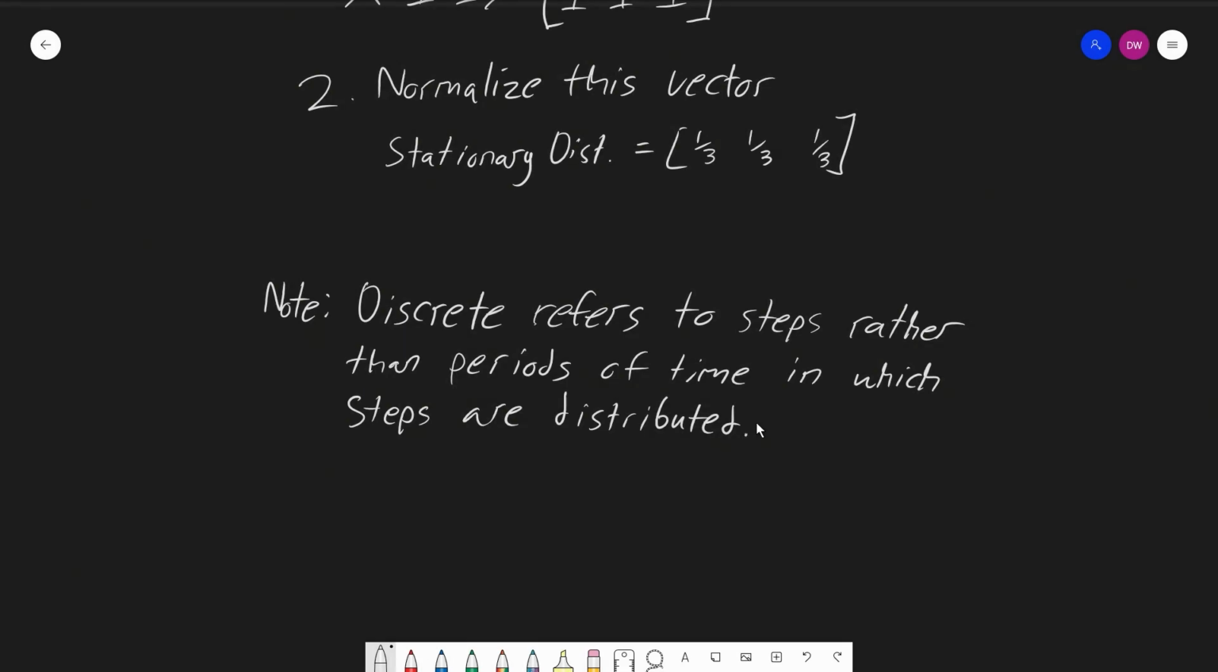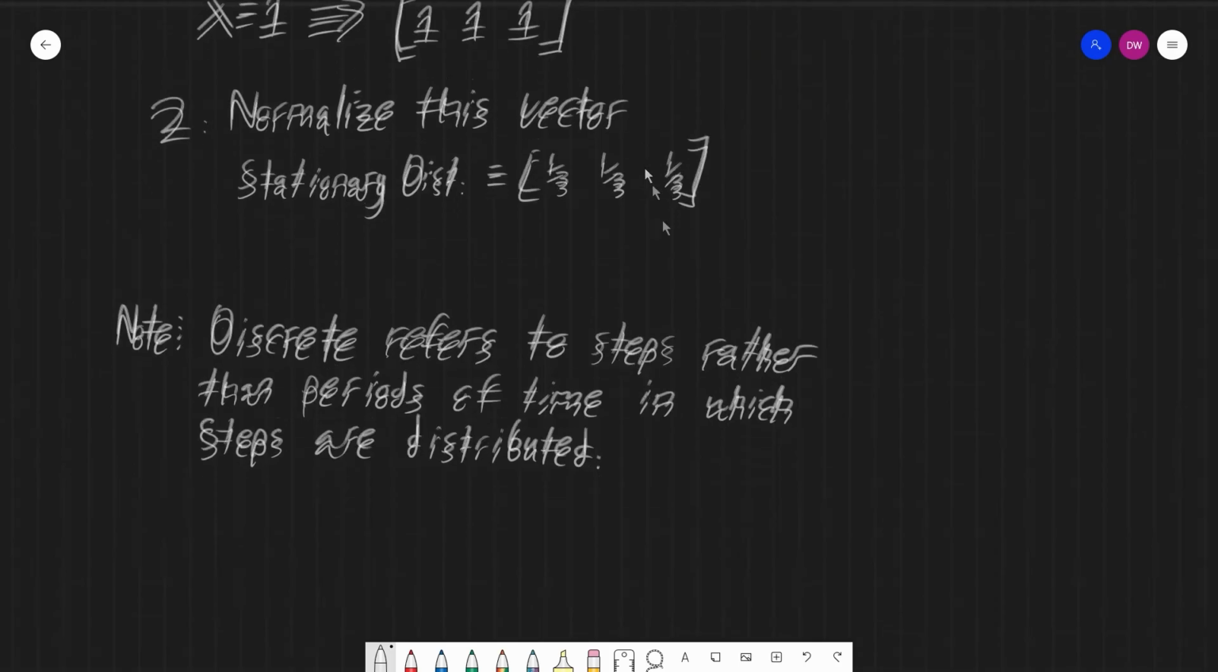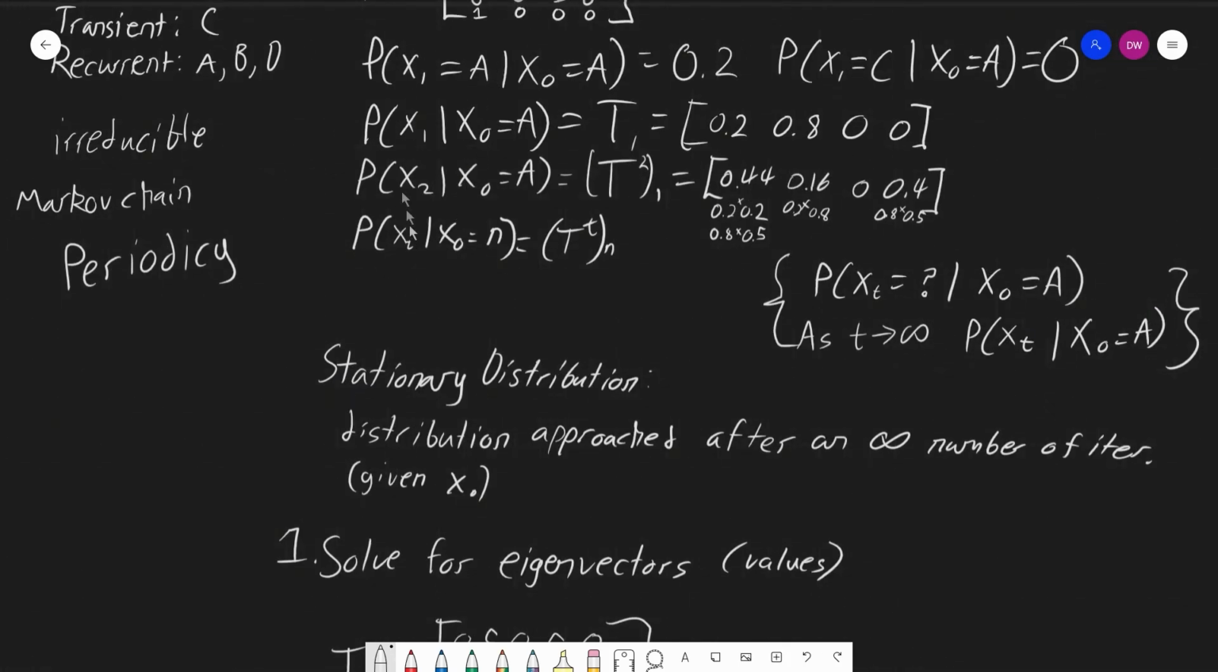So, discrete refers to the fact that these jumps, we're just assuming one jump to the other. Anytime we increment this number t here that I was using to represent time, we've assumed it increments the second we jump from one state to another. And we kind of have to run through this whole process.